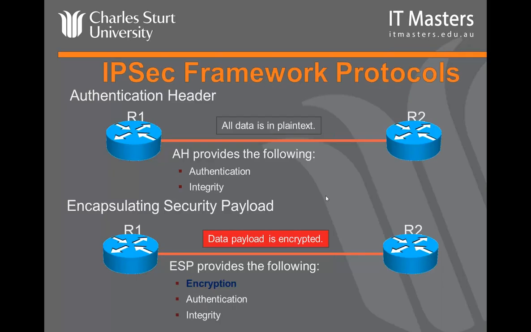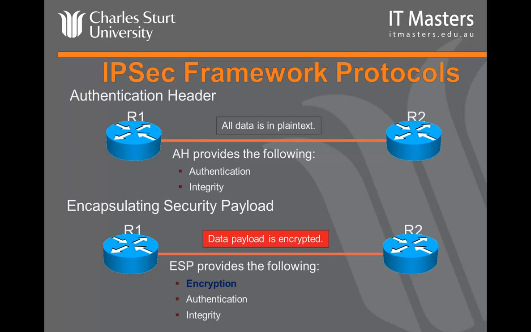So IPSec framework protocols. This goes back to our slide right back at the start when we first started having a look at the breakdown of IPSec. So we have authentication header and we have encapsulating security payload, so AH and ESP. These are two methods, two frame types for IPSec. So AH, authentication header, provides authentication, as could be derived from the name, and integrity, which means data hasn't been changed in transit. However, all data is sent in plain text.